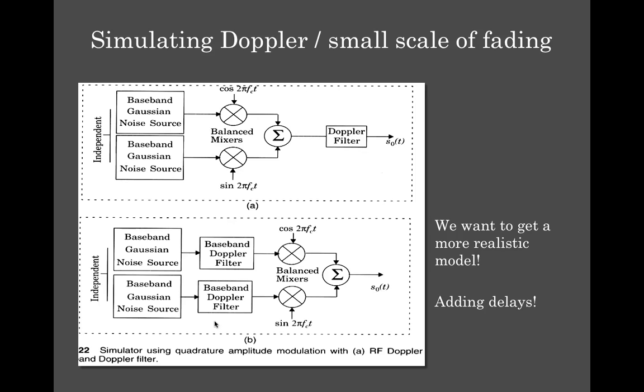The second approach is that we first generate a Gaussian noise and pass it to the Doppler filter, then modulate it to our carrier frequency, and we get our channel model.